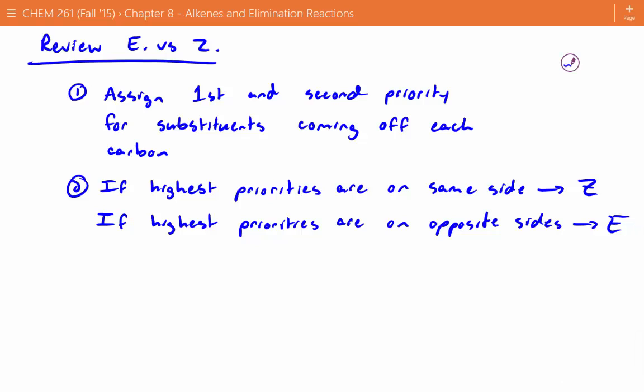Can you refresh us on what E means? So E is German for, oh man, I'm going to butcher this, Entgegen? Is that right? You don't know? I thought you were a German major. It was a long time ago. E is German for Entgegen, which means opposite. Z is, I think, zusammen, which means together in German.